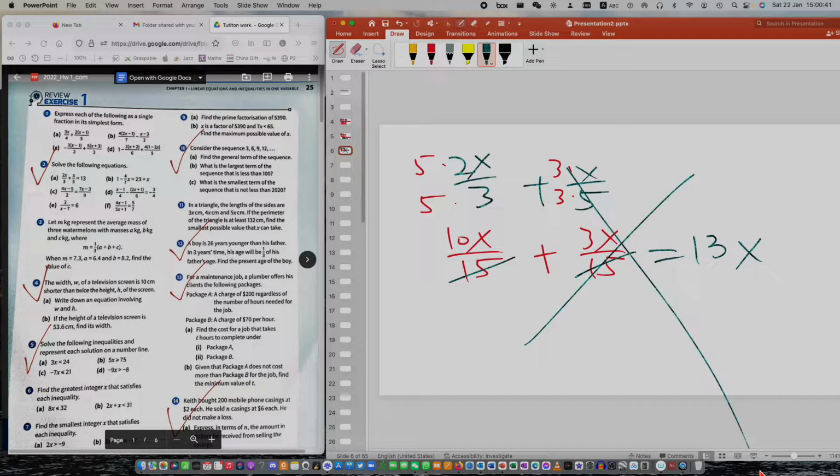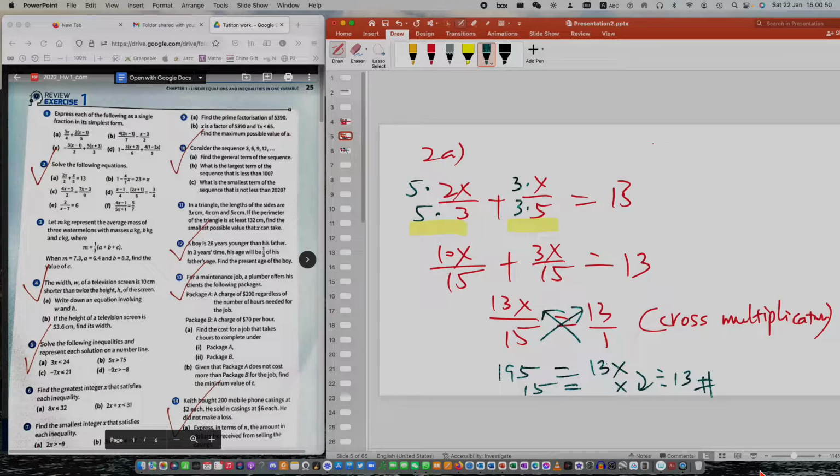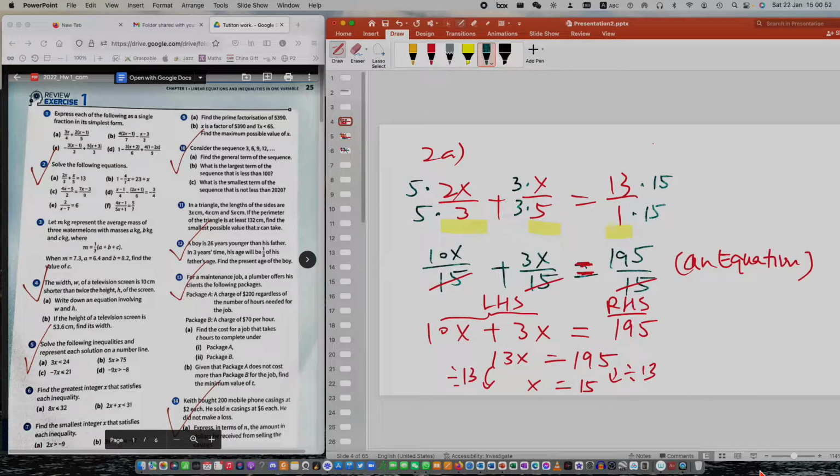Wrong. Do you know why you cannot delete the 15 here? You can delete the 15 here. Let's do a comparison.